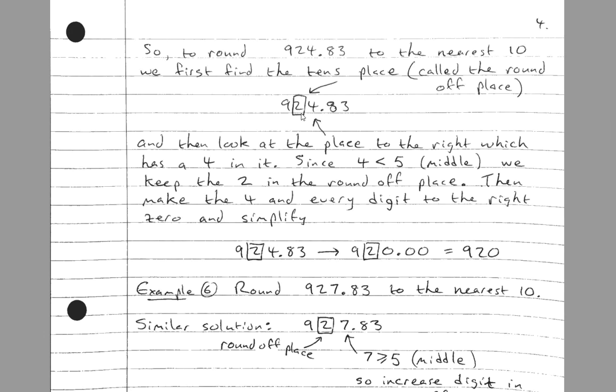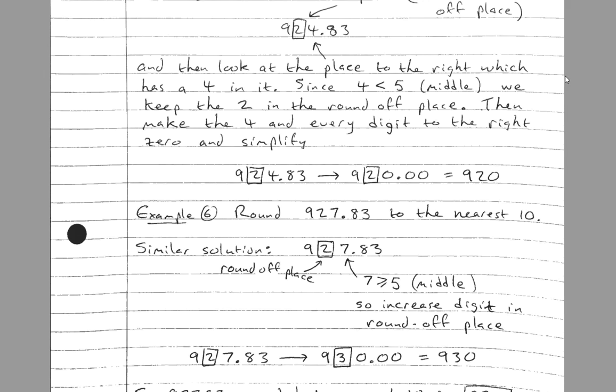All right, so I hope you see the steps. When you're rounding, look for the round off place. Here it was tens, so you can put a box around that digit. Look at the number to the right of that. Check, is it less than 5 or is it 5 or higher? If it's less than 5, then keep the digit in the round off place the same. Everything else turns into a 0, and then eliminate any insignificant zeros. So just 920.